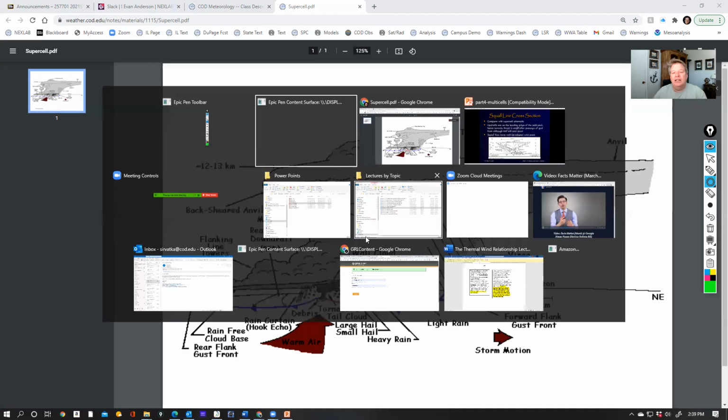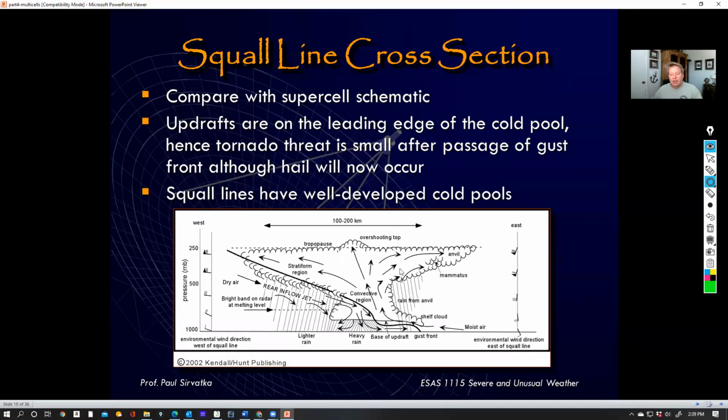But what happens in the squall line? Well, the squall line, it's different. Where's the updraft? The updraft is on the leading side. The precipitation then falls out like this.